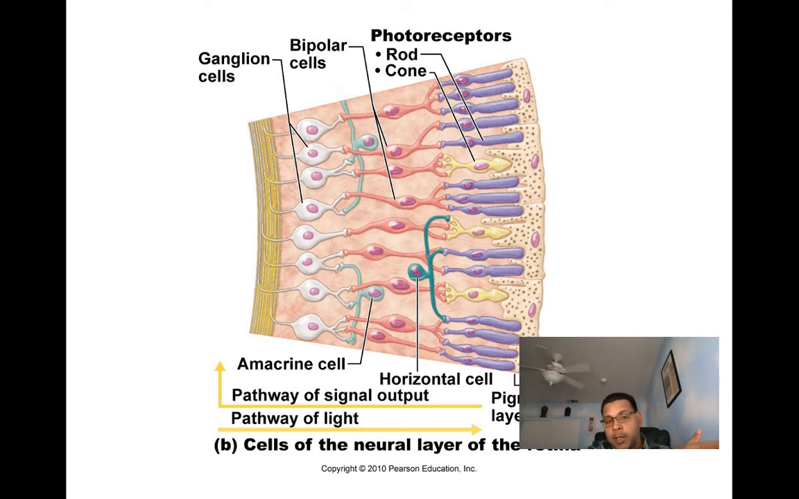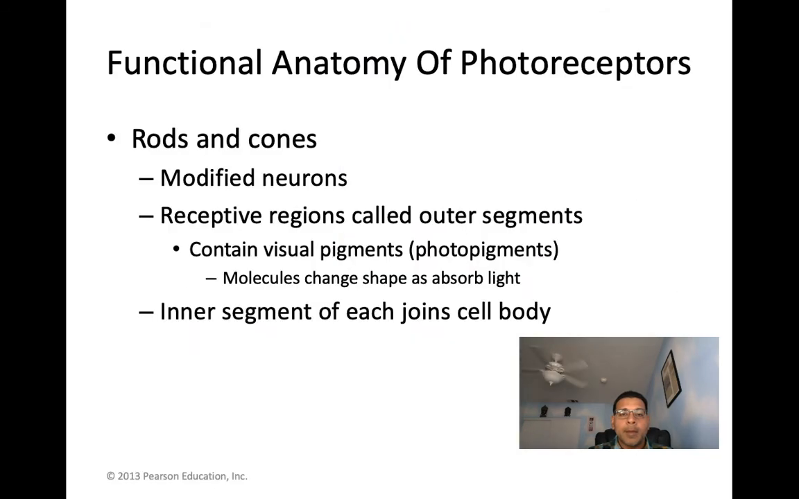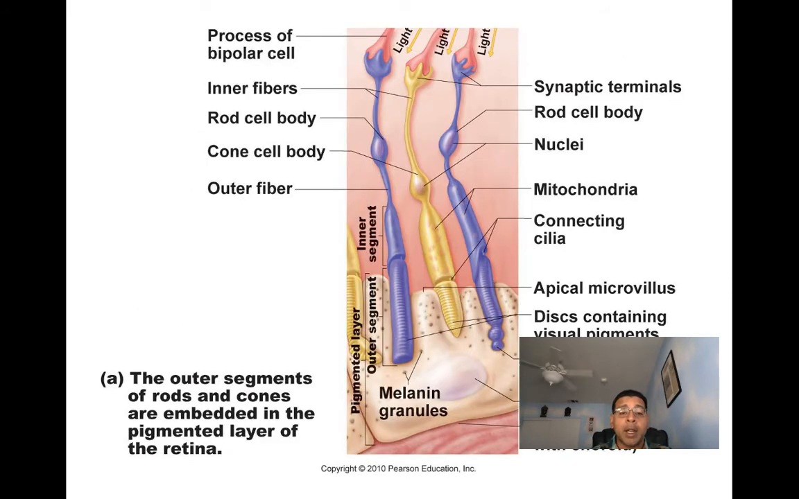So we've already started when we talked about light making its way all the way through to excite the photoreceptors. That is where we're at. So let's talk about the functional anatomy of these photoreceptors. Let's come back to this slide. Our photoreceptors are modified neurons that are turned upside down, with their tips immersed into the pigmented layer of the retina. And you can see that here very well.